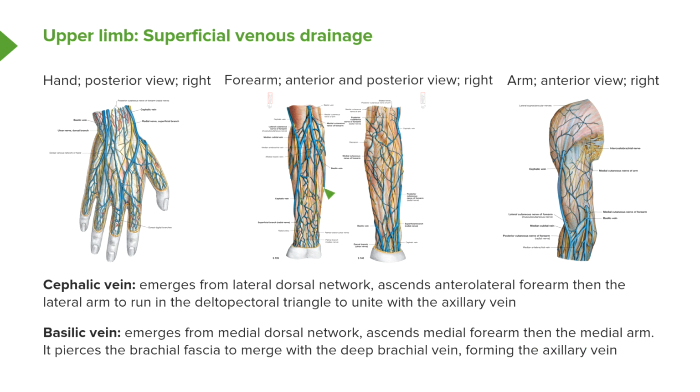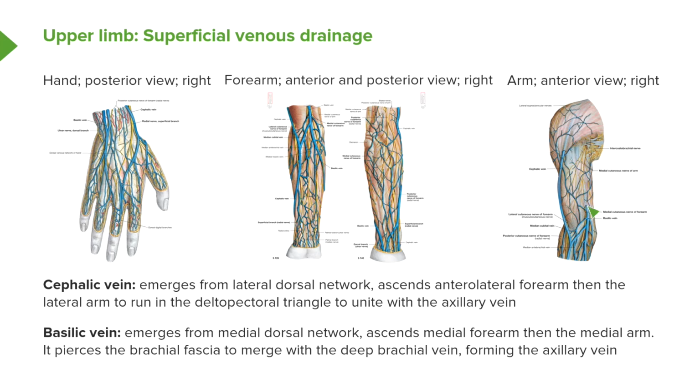So here we can see it just running up here. We can see it coming from the medial aspect of the basilic vein and then running up, pick it up again here. We see the basilic vein running all the way up, and then it's passing all the way up into the arm. Here again, we can see it pierces the brachial fascia.